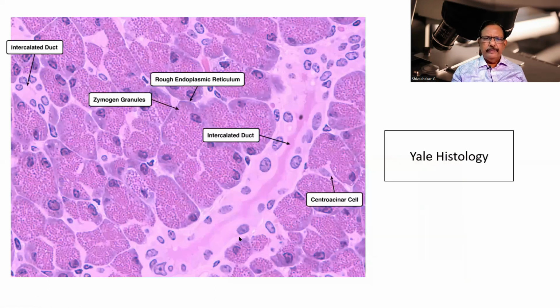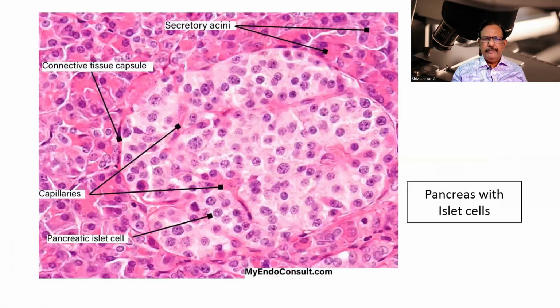Acinar cells. Intercalated duct is over here. It is lined by the ductular epithelium. There is the endoplasmic reticulum, etc. You can forget. Hale's histology, beautiful picture. Nucleus and then a granular cytoplasm because of the zymogen granules.